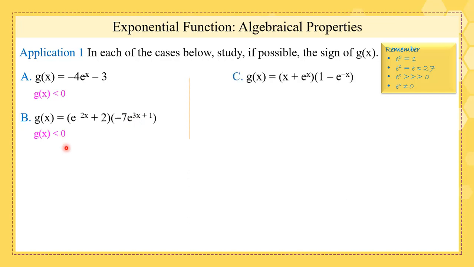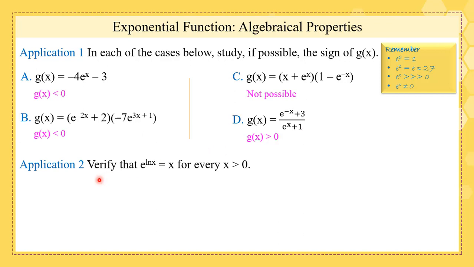The third case here, try also to do it alone. Well, we cannot tell here because x could be positive or negative, although e^x is positive, but we cannot tell the sign of the first factor, and similarly for the second factor, we cannot also tell. The fourth one. Now the numerator is positive, the denominator is positive, so the ratio would be positive.